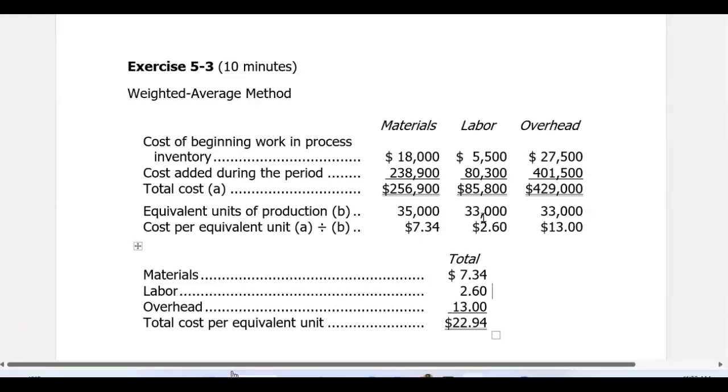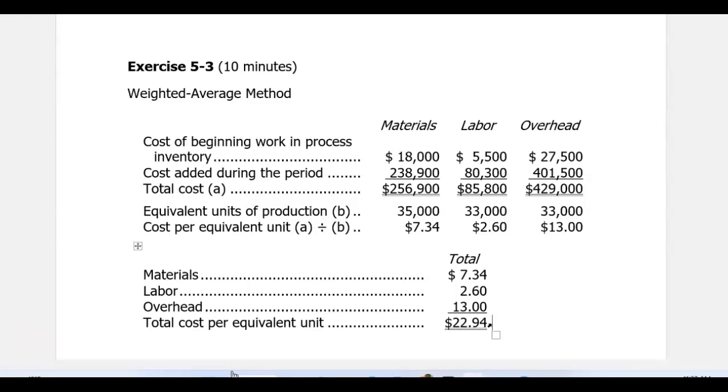For labor, it is 85,800 divided by 33,000 equivalent units. That's $2.60. And for overhead, 429,000 divided by 33,000 equivalent units, that's $13. So material cost obviously is $7.34, we just calculated. Labor, $2.60. Overhead, $13. Total cost per equivalent unit is $22.94. That's the cost of production.